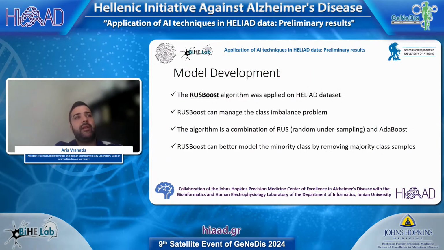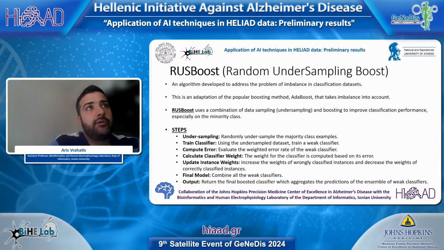Okay, here we apply RUSBoost. RUSBoost is an ensemble tree-based algorithm. We apply it here on the HELIAD dataset. RUSBoost can manage imbalanced data, as you saw before. It is a combination of random undersampling and a boosting algorithm. More details about RUSBoost, random undersampling boost: it was developed to address the problem of imbalanced datasets and to classify multi-class problems. It uses a combination of data sampling, here undersampling, and a boosting approach, and also a bagging approach to improve the classification performance.